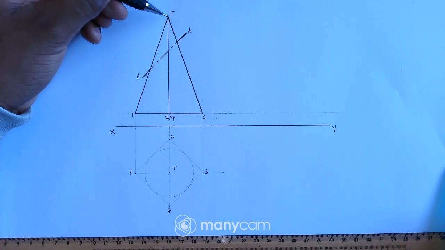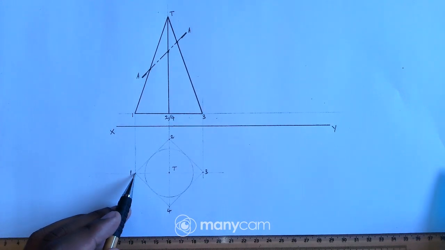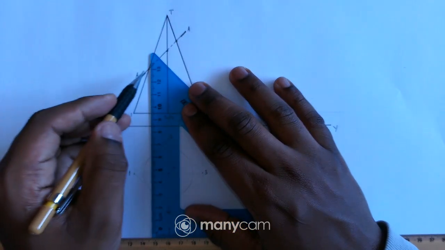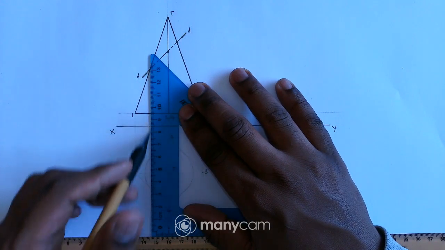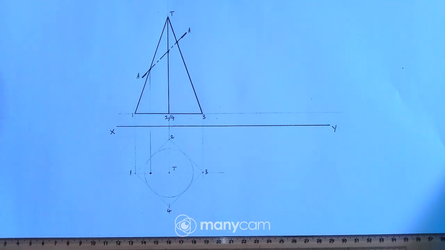So obviously I'll start with line T1. Where is T1 from the top view? T1 is right there. So I'll just project that point to line T1. So that means this is our first point of the cut surface, right?